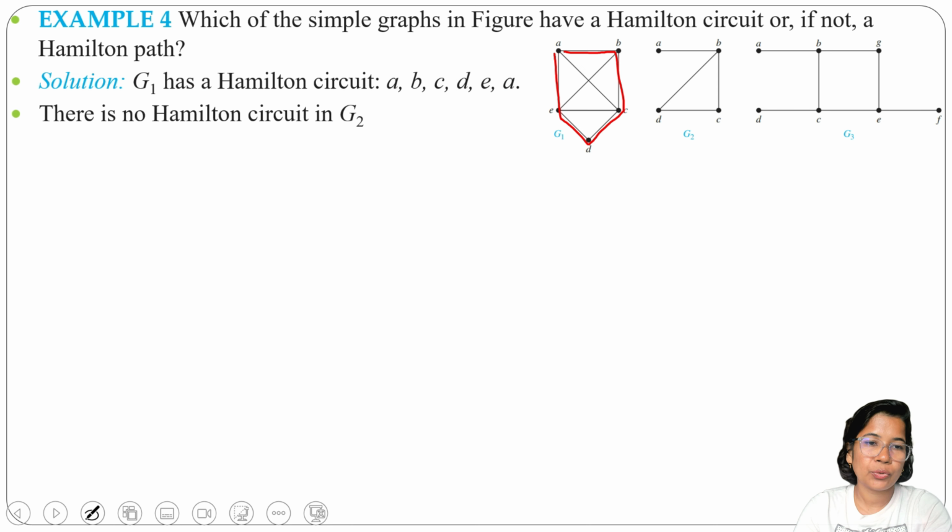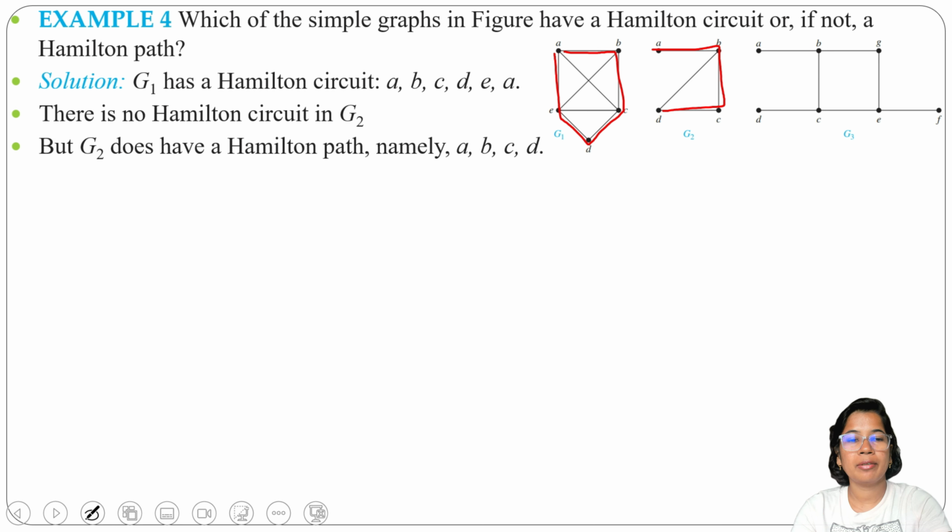In case of G2, no Hamilton circuit is present. If we start from A, then A, B, C, D. We cannot reach A. So no Hamilton circuit is present, but a Hamilton path is present. We can go A, B, C, D. So there is a path from A to D. Even there is a path from D to A. So a Hamilton path is present but no Hamilton circuit.